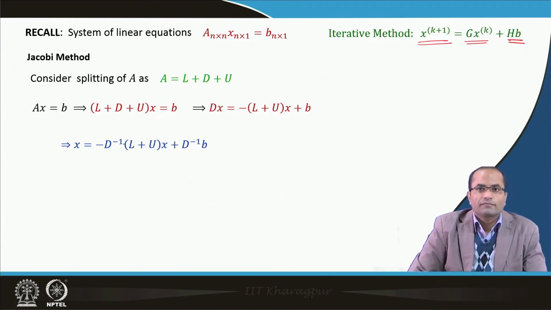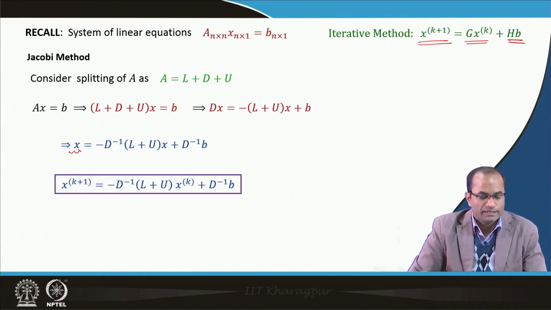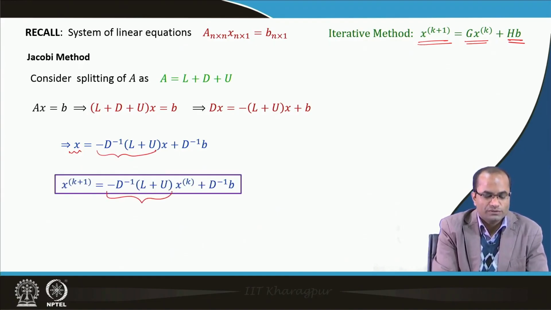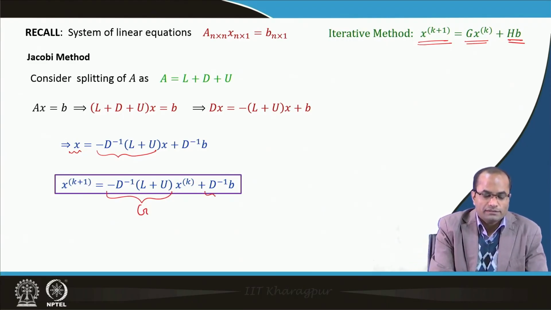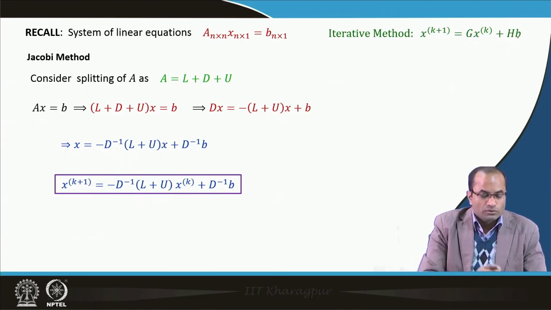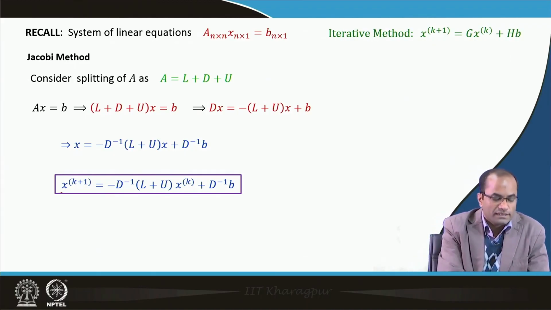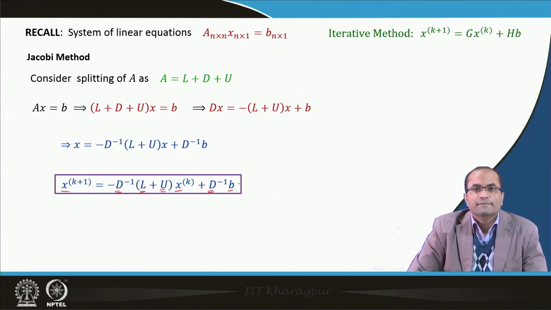Here we can now set up the iteration. We replace x by x k, and then the right hand side has minus D inverse (L + U), which is the iteration matrix G for this Jacobi method, and then D inverse is like H in the general setting. So, this is the Jacobi method written in matrix form, where x is a vector, D is a matrix, L is a matrix, U is a matrix, and b is a vector.